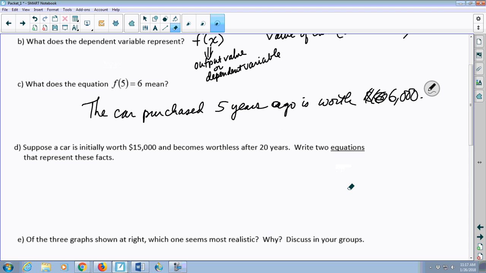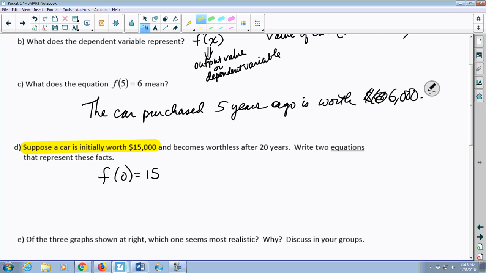All right, so suppose a car is initially worth $15,000 and becomes worthless after 20 years. Write 2 equations that represent these facts. So how would we do this first one right here with the word initially? What do we do with that statement? Jackson? F of 0 equals 15, correct.